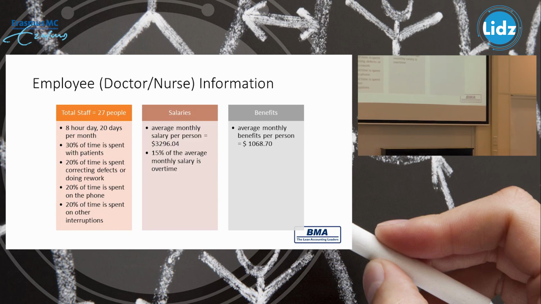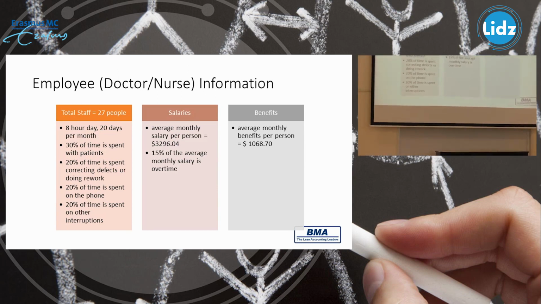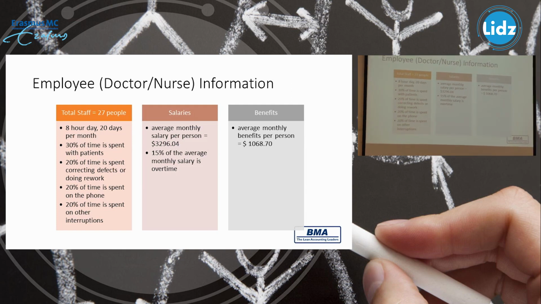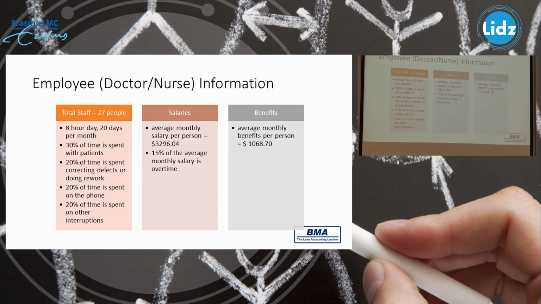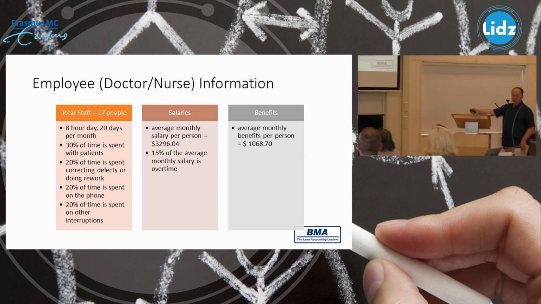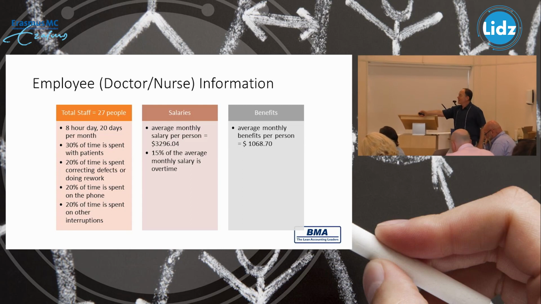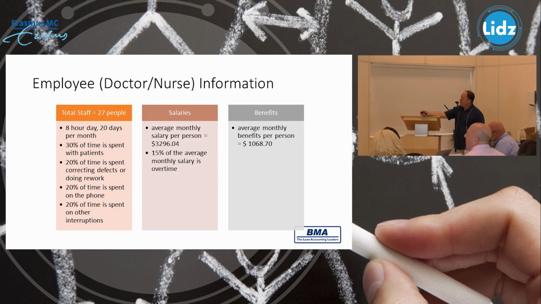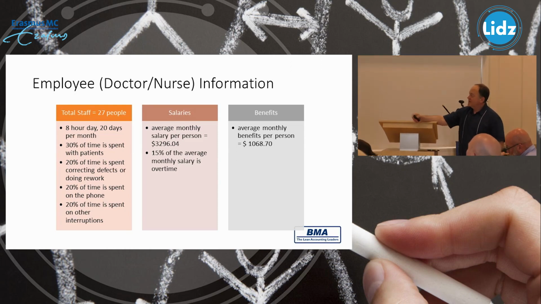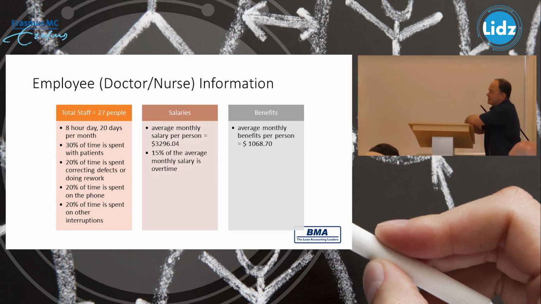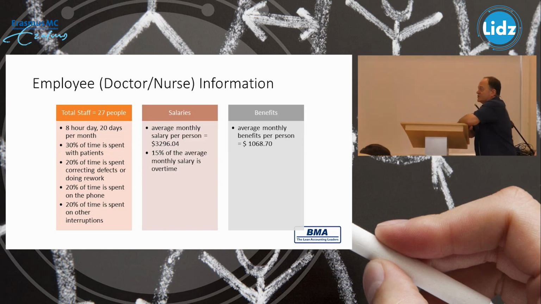Here's our employee information. And this information here in this first column is what you'll be using to calculate capacity. So we have 27 people. They work 8 hours a day, 20 days a month. And by the way, this is going to give you the total capacity. And 30% of the time is spent with patients. 20% of the time is spent working on those quality problems. And we have another 40% of the time spent on other wasteful activities.